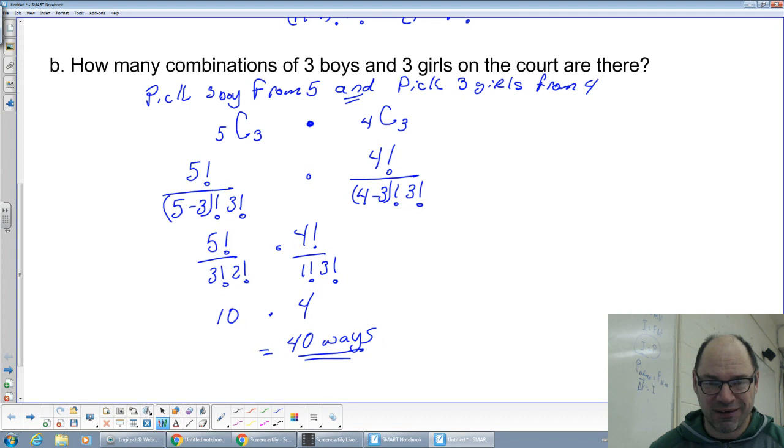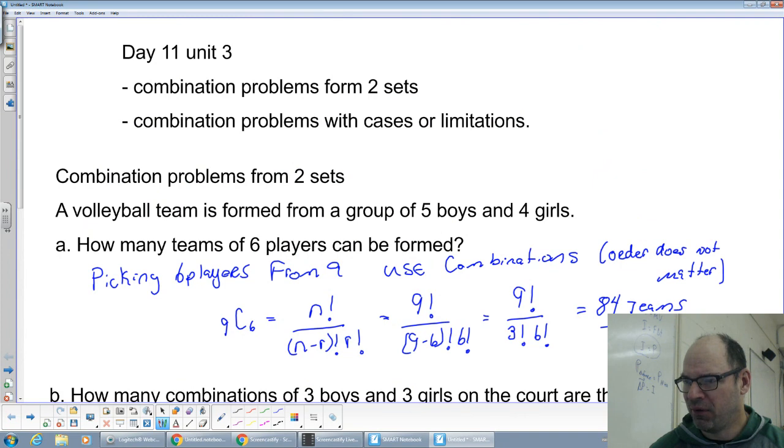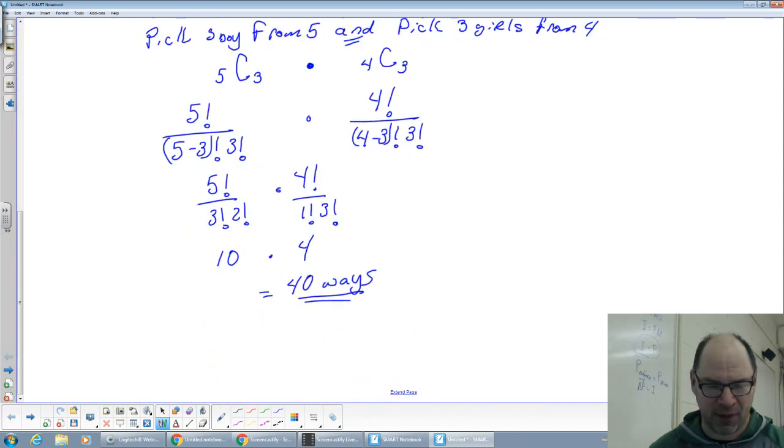You can get problems that also have particular cases, where you have to look at different cases that are added together. So that's the third type of problem that can show up here. Let's do that on the next page. It looks like we're running out of space here.